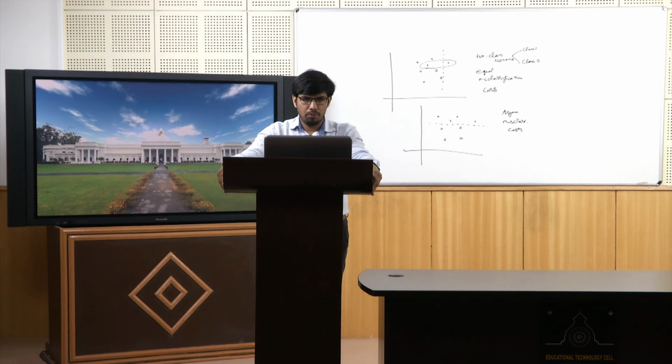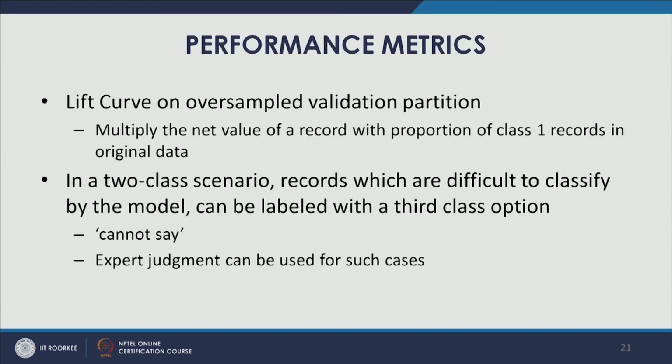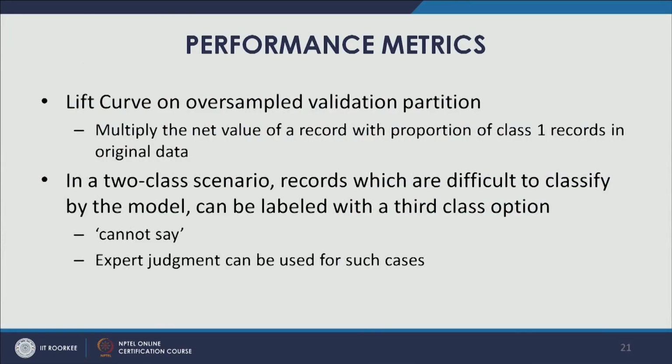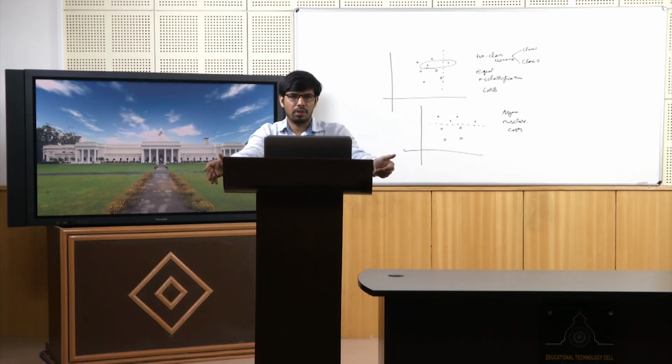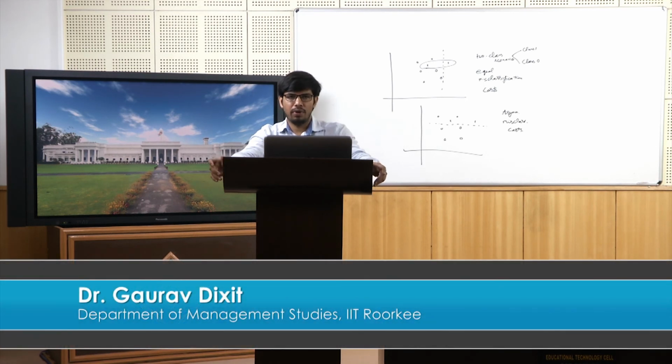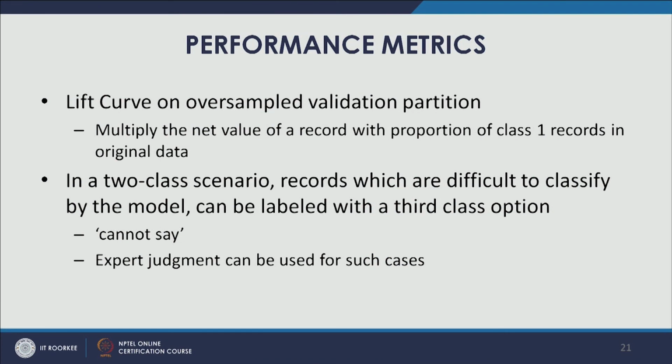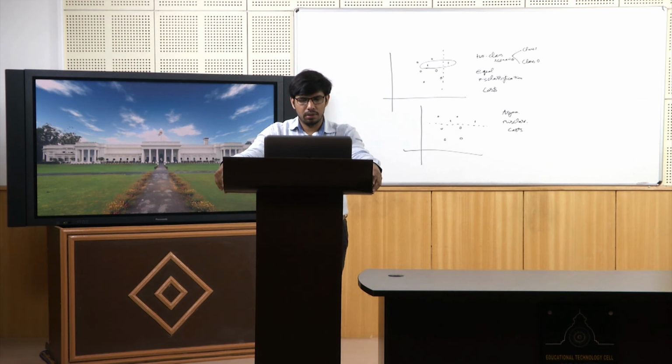Now there are a few more things that we can discuss, especially in a two class scenario. Sometimes some records might not be correctly classified by our model. So can we have some other way to overcome this problem? The records which are difficult to classify by our model, we can label with a third class option, cannot say. Once this kind of modeling is done for all the records, most of the records would be classified as class 1 or class 0. The few records which are difficult to classify can be labeled as cannot say, and then expert judgment can be used to decide whether to classify them as ones or zeros. This kind of configuration can also be used in a 2-class scenario.